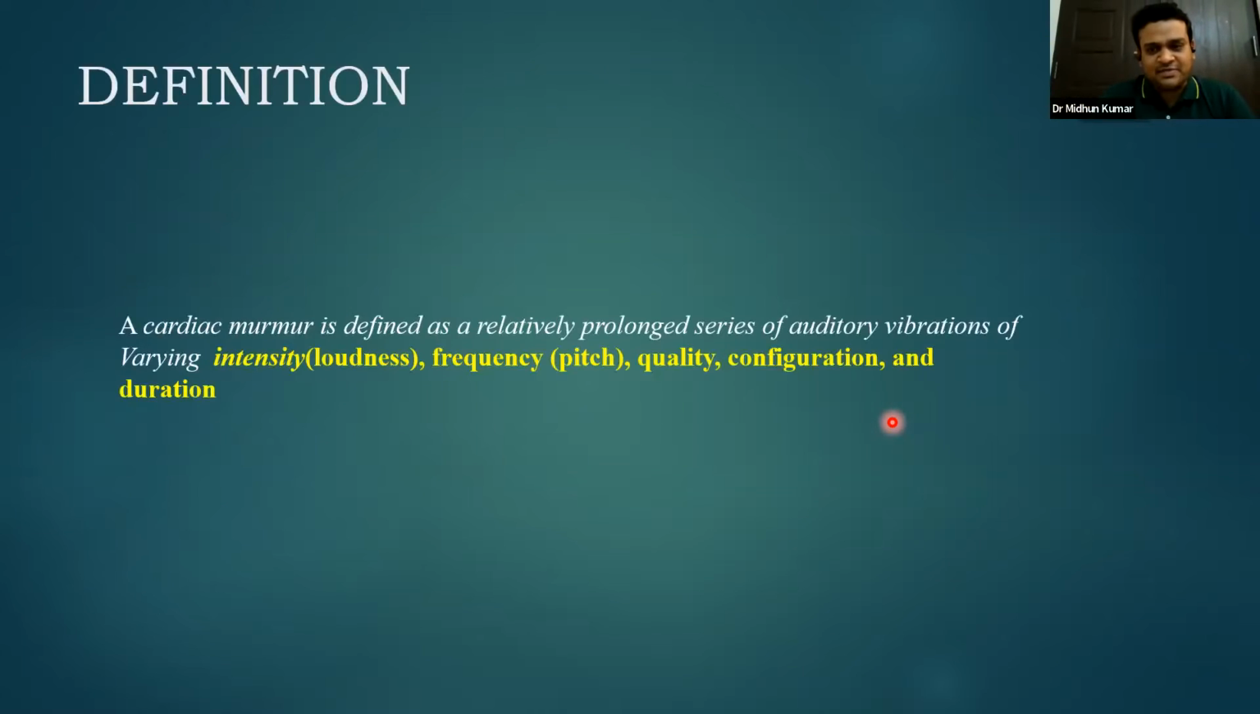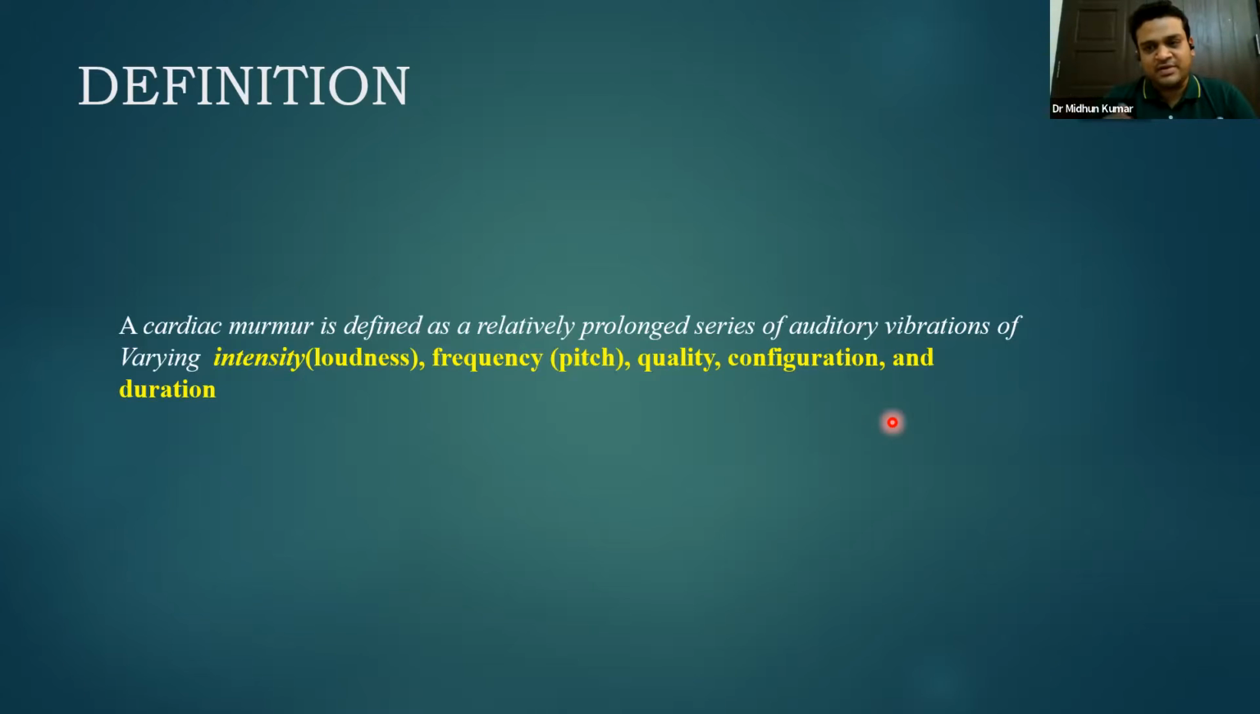Coming to the definition: a murmur is a harsh sound. Many musical instruments emit sound when there is a small passage. For example, with a flute, whenever the musician blows into it, there's a small opening through which the sound comes. The same physiology underlies the definition of murmurs. A murmur is defined as a relatively prolonged series of auditory vibrations which vary in intensity, frequency, configuration and duration. So whenever you define a murmur, all these characteristics should be defined.